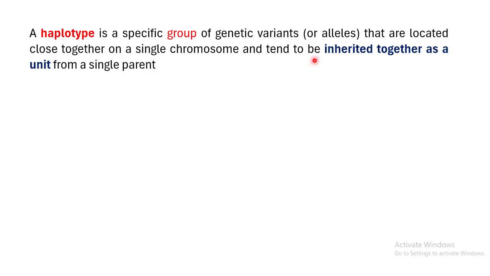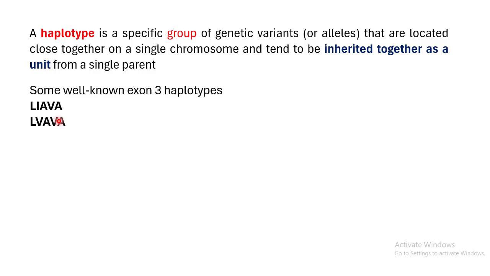If you talk about color blindness, the most common haplotype that you see in exon number 3 is known as LIAVA. This is one of the haplotypes. Don't worry, I'll explain what this LIAVA actually means. The other important haplotype of exon number 3 is known as LVAVA. The other ones are MIAVA, and LIVVA, which is a more recently reported haplotype in the case of color blindness. So what does this actually mean? Let me explain the most common one for you.